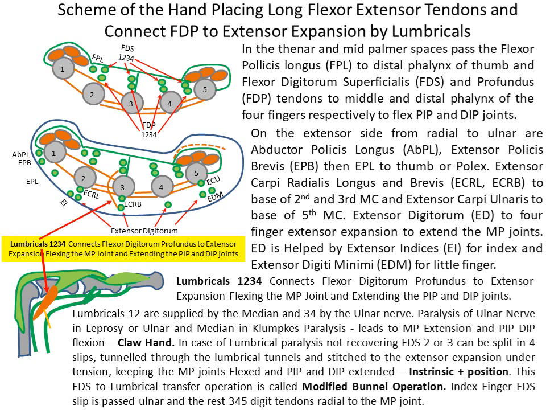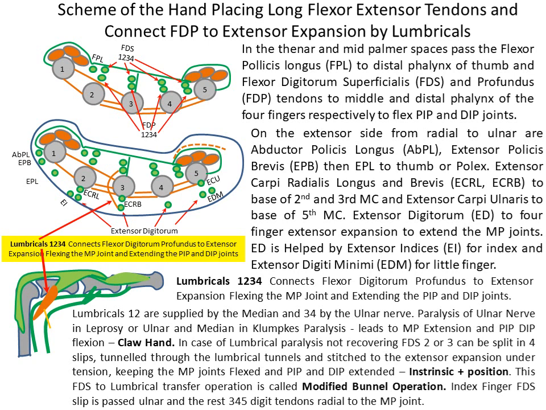Then extend the MP joints by placing the extensor digitorum to the 4 fingers extensor expansion. The extensor digitorum would be helped by extensor indicis for the index and extensor digiti minimi for the little finger. Then connect the flexors to the extensors by the lumbricals 1, 2, 3, 4, which will connect the flexor digitorum profundus to the extensor expansion. They will flex the MP joint and extend the PIP and DIP joint. The lumbrical 1 and 2 are supplied by the median and 3 and 4 by the ulnar nerve.